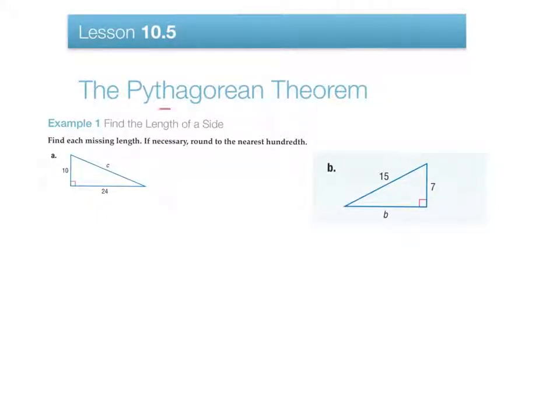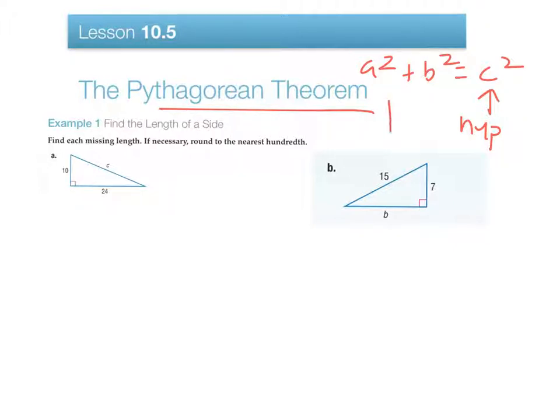To do the Pythagorean theorem, you need to know the formula, which is a squared plus b squared equals c squared. C is always the hypotenuse, and it's also the longest side. When you have a right triangle, it's always across from the little box. So this is always C. So when we look at this, we're going to solve.